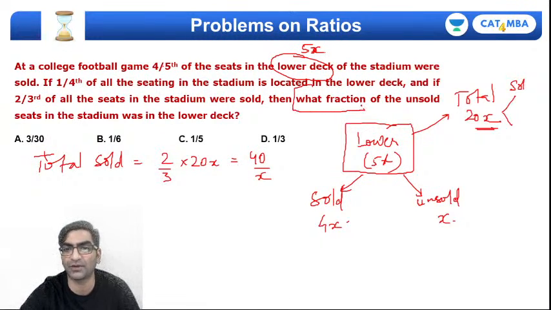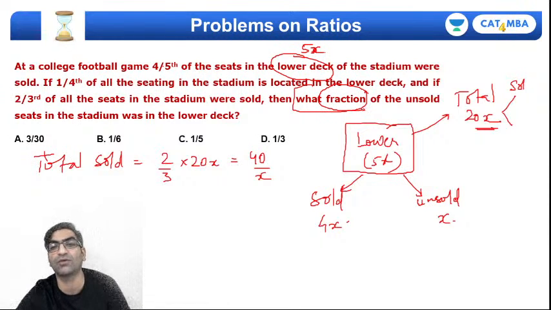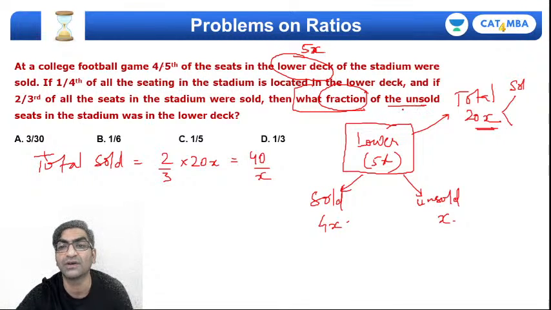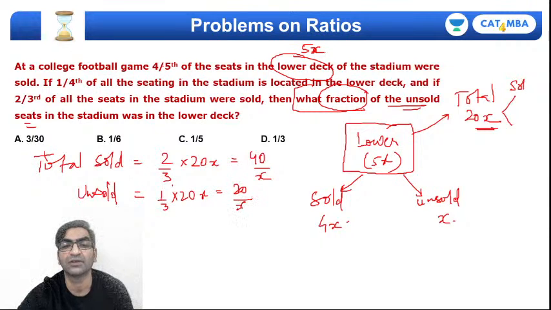What fraction? It's asking me for a fraction. It will be something upon something. Just like in percentages, whatever comes after "of" will be my denominator. What fraction of the unsold seats, right? So if we've sold 2/3, then unsold will be 1/3 of 20x. That's going to be 20x by 3. So this becomes my denominator, 20x by 3. What fraction of these seats were in the lower deck, right?